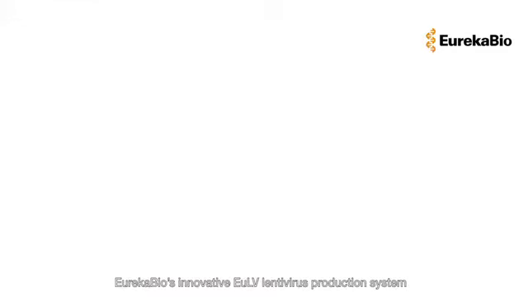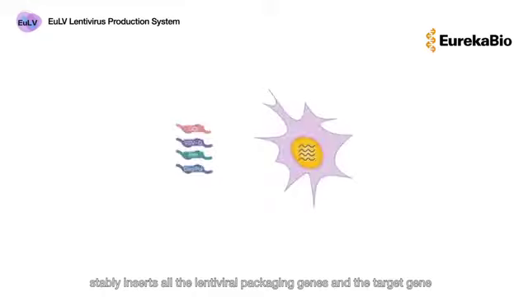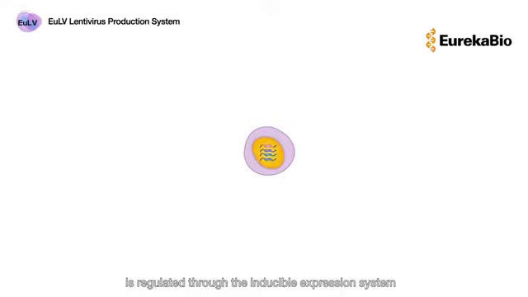Eureka Bio's innovative EuLV lentivirus production system stably inserts all the lentiviral packaging genes and the target gene into the genome of the 293T cell to form a stable production cell line. The expression of each virus packaging gene and the viral vector is regulated through the inducible expression system.